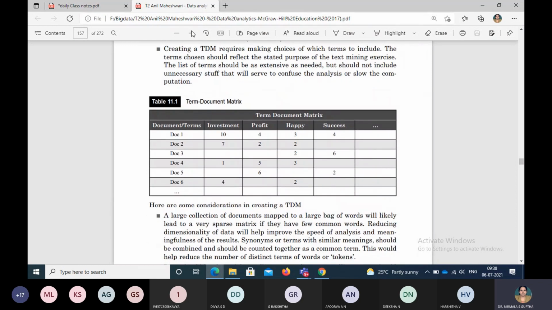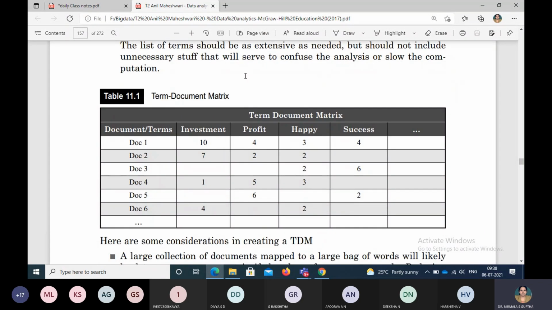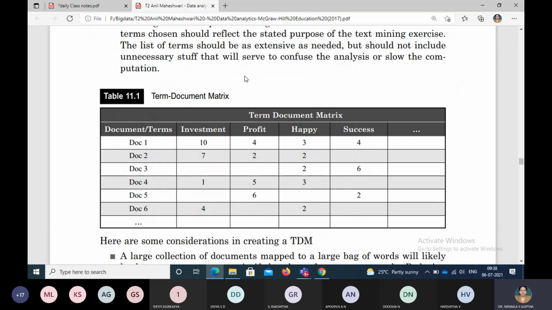Are you able to see the term document matrix, TDM? Yes, ma'am. Okay, so this is the term document matrix which can be created. It requires making the choices of which terms are to be added. This is based on the terms, so the document per term.